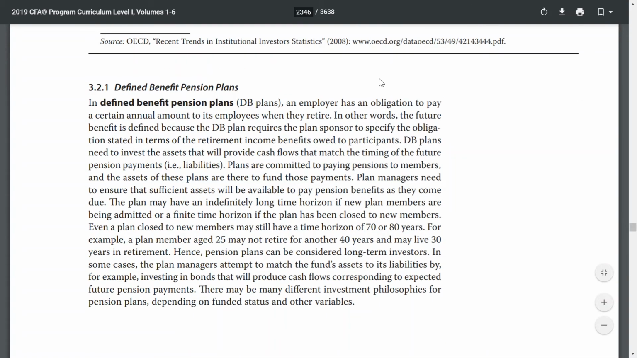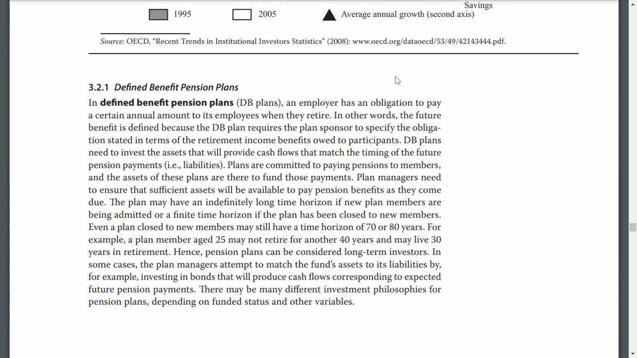In the defined benefit pension plans, the DB plans, an employer has an obligation to pay a certain annual amount to its employees when they retire. In other words, the future benefit is defined because the DB plan requires that plan sponsors specify the obligations stated in terms of the retirement income benefit owed to participants. DB plans need to invest in assets that will provide cash flows that match the timing of the future pension payments.